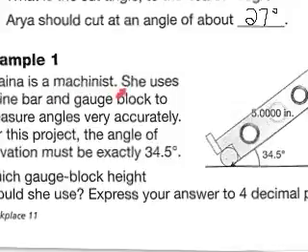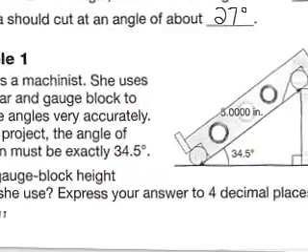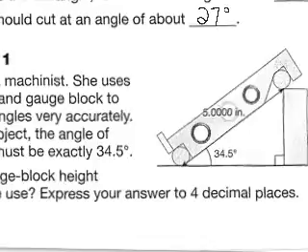Shayna is a machinist. She uses a sine bar and gauge block to measure angles very accurately. For this project, the angle of elevation must be exactly 34.5 degrees. So which gauge block height should she use? And you're going to express your answer to 4 decimal places. If you take a look at the information, here's the angle of elevation. It's 34.5 degrees. Here's the gauge block. That means we need to find out what it is here.